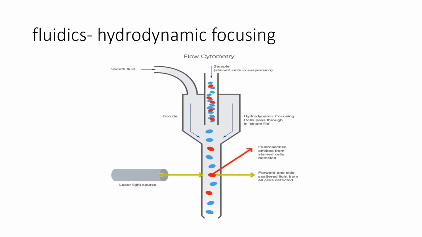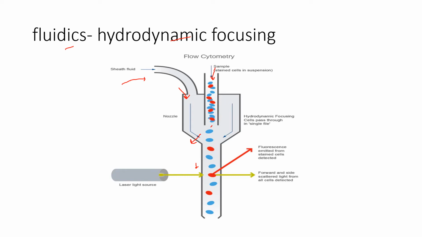This is the detailed diagrammatic presentation of the fluidic system, or hydrodynamic focusing, that I have already told you. Sheath fluid, or PBS, that is phosphate buffered saline solution, is injected in the nozzle, and from here the sample mixed with fluid is injected. The sample fluid is surrounded by the sheath fluid. It forces the sample fluid to arrange so that one cell at a time will pass through the nozzle or the laser light.